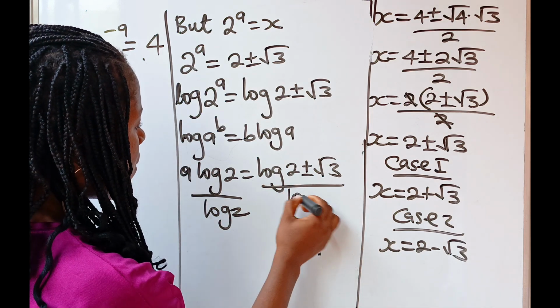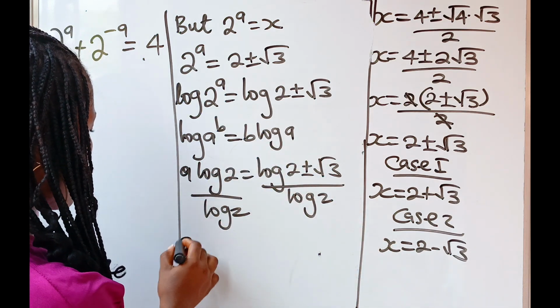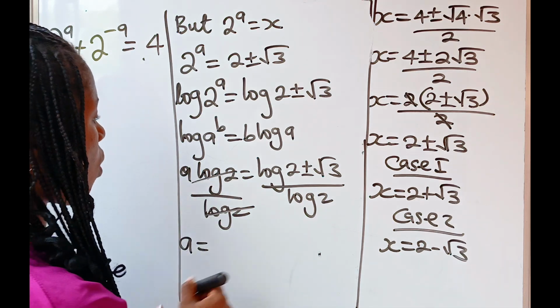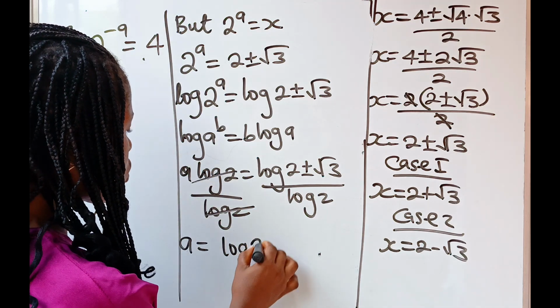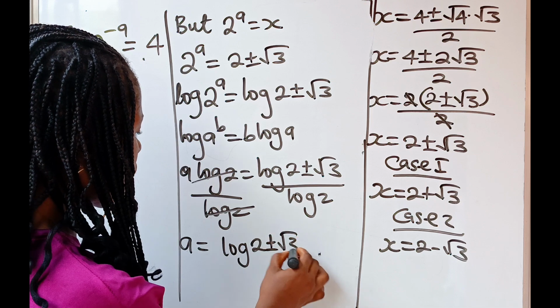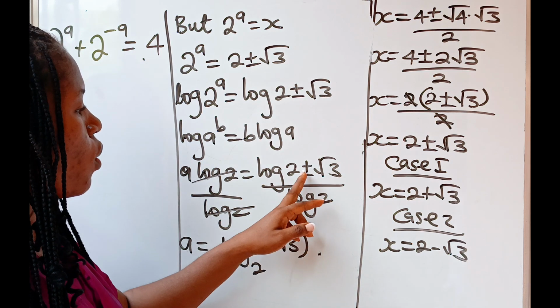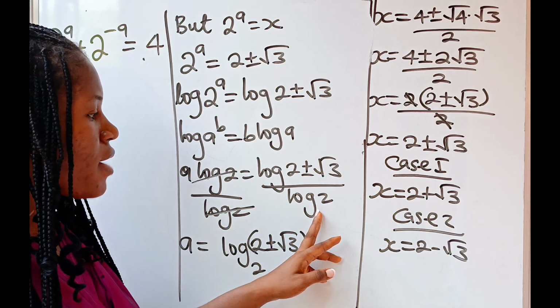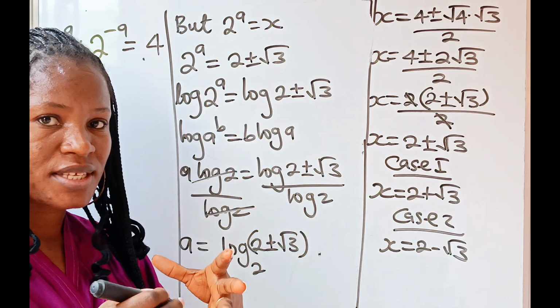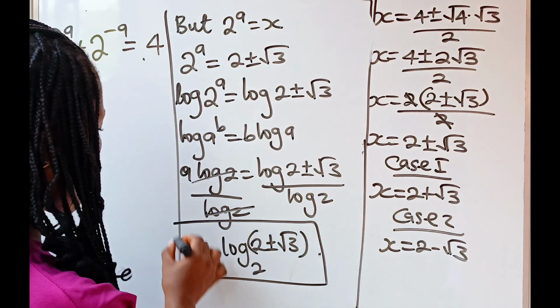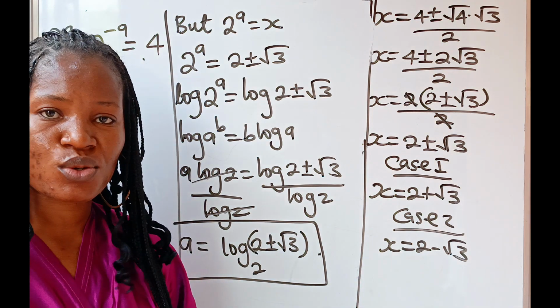We divide both sides by log 2. And we are going to have that a is equal to this. We cancel this. So we have that a is equal to log 2 plus or minus root 3. Okay, base 2. Yes, because when you have log a over log b, you can write that as log a base b. So that's why I had to write this as log 2 plus or minus root 3 base 2.